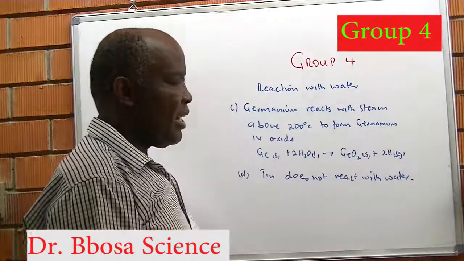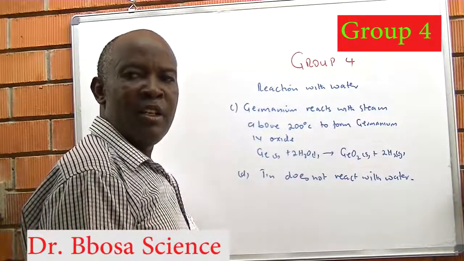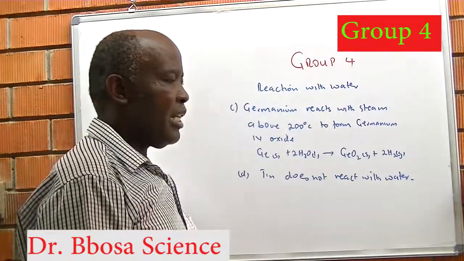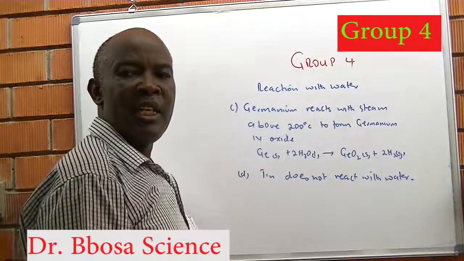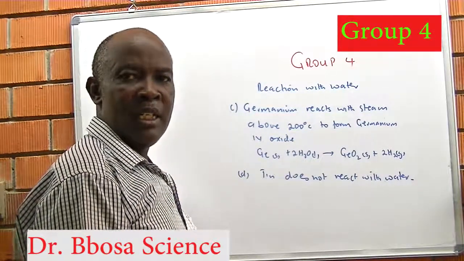So for silicon and germanium, in some books, you can say they don't react with water because the silicon dioxide and germanium dioxide formed are insoluble in water and will stop further reaction.